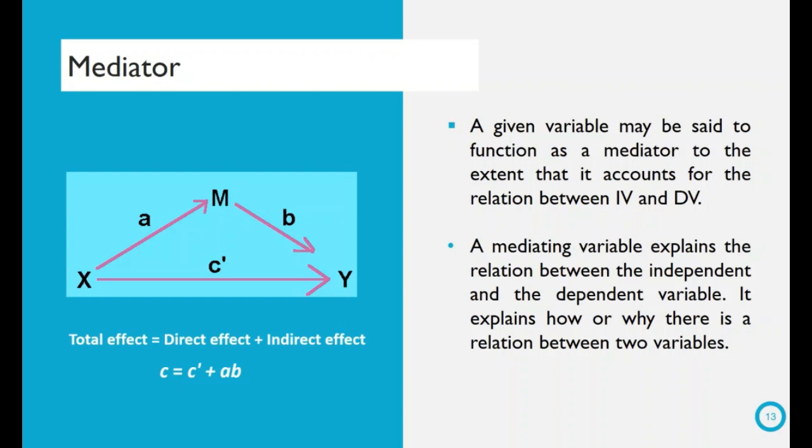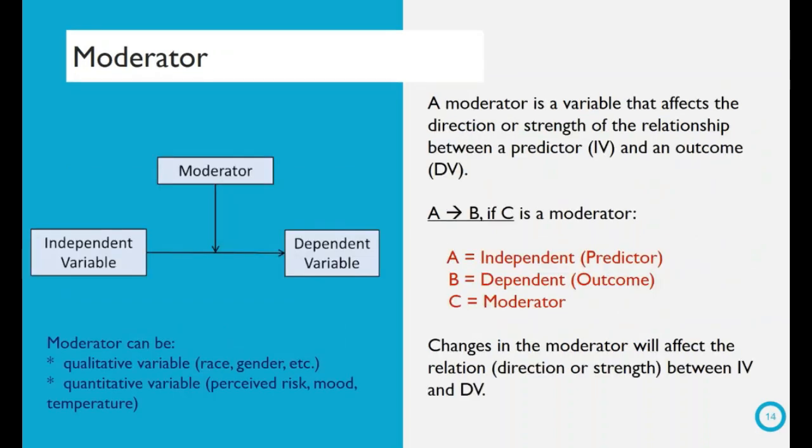In this case, our direct effect is C prime, our indirect effect is A times B. So this is the total effect of the mediation.